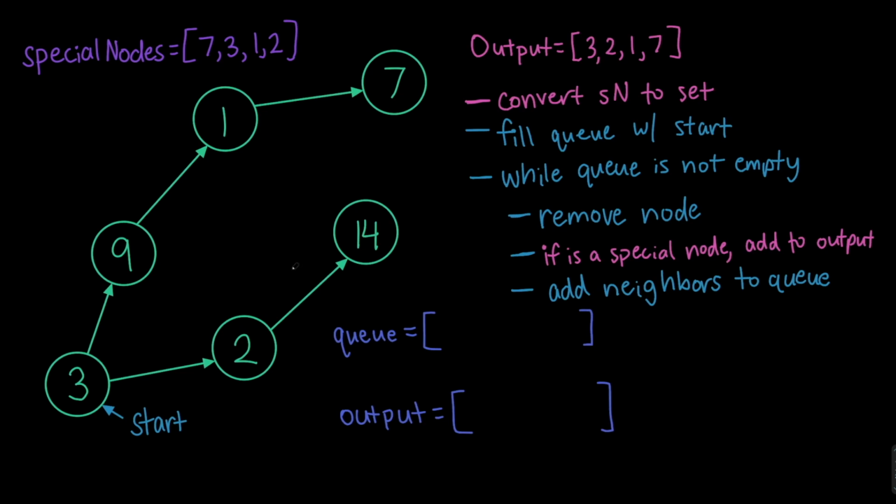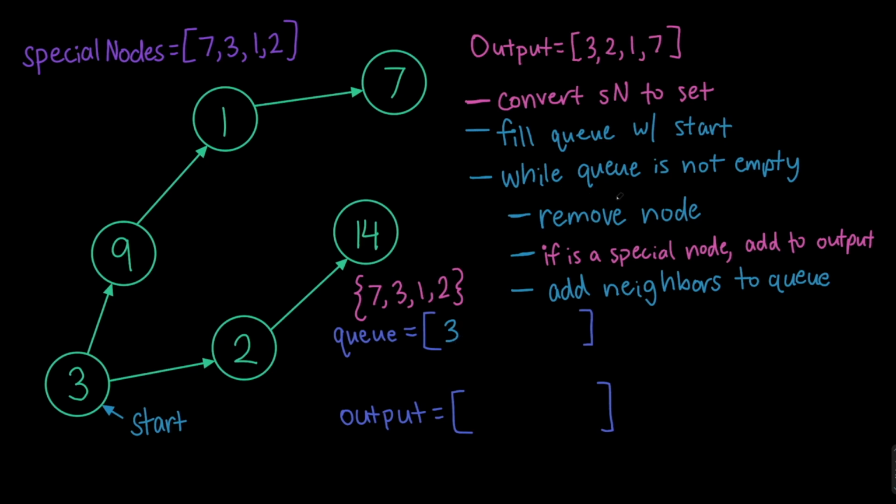Okay, so the very first thing we do if we go through our pseudocode is we convert our special nodes to a set. So right here, let's make a set that will contain the same nodes, but I'll use these curly braces to show that this is a set. It's not just a normal array. Now we want to fill our queue with the start node. So the start node is the 3 node in our case. So we come in here and we add 3.